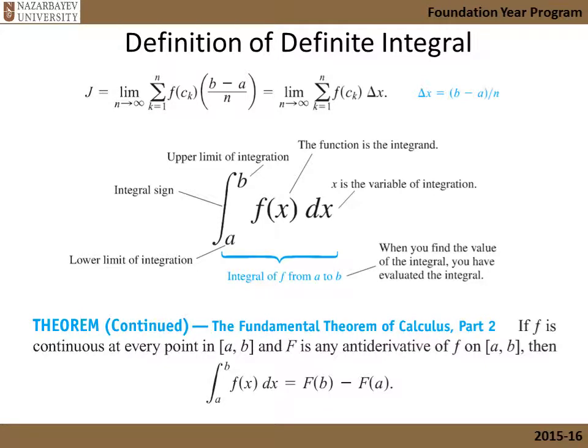Also, we need to use this theorem. So this theorem is the second part of the fundamental theorem of calculus. If f small is continuous at every point in the interval from a to b, and F capital is any antiderivative of f small on the interval from a to b, then the integral of f of x will be equal to the difference of the following antiderivatives: F capital of b minus F capital of a.